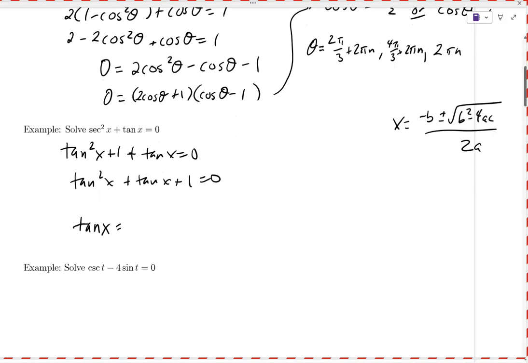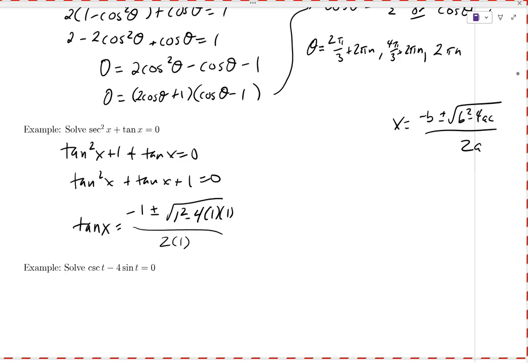What's the b coefficient in this case? It'd be 1, right? It's the coefficient on the tangent, so you'd have negative 1 plus or minus the square root of b squared minus 4 times a times c. Well, your a and your c are also 1, right? Because the a is the coefficient on the squared term, the c is the coefficient on the end. All over 2 times 1.